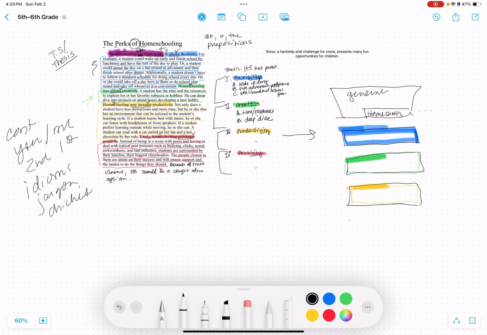And then my fourth paragraph would begin with, lastly. Let me do my little outline. It would say, lastly, homeschooling promotes positivity. And again, I'd probably fill these out a little bit more with some more details. And then I would have a concluding paragraph. The very first sentence would be this one right here: because of these reasons, homeschooling should be a sought-after option or a viable option.